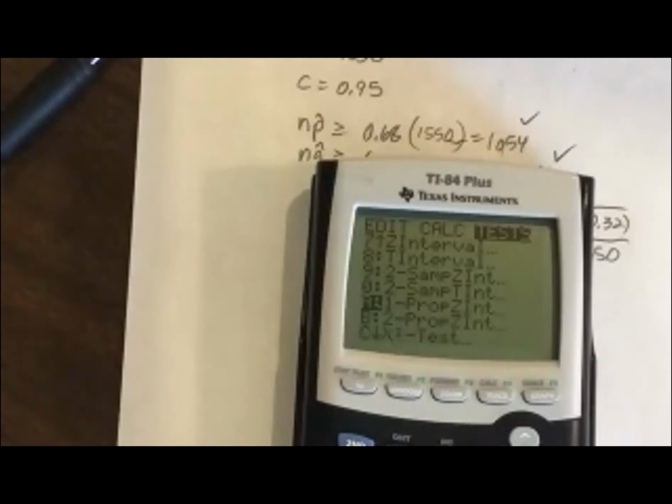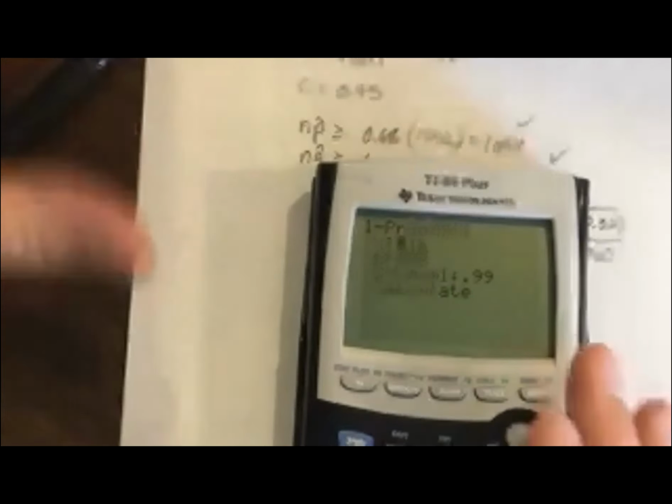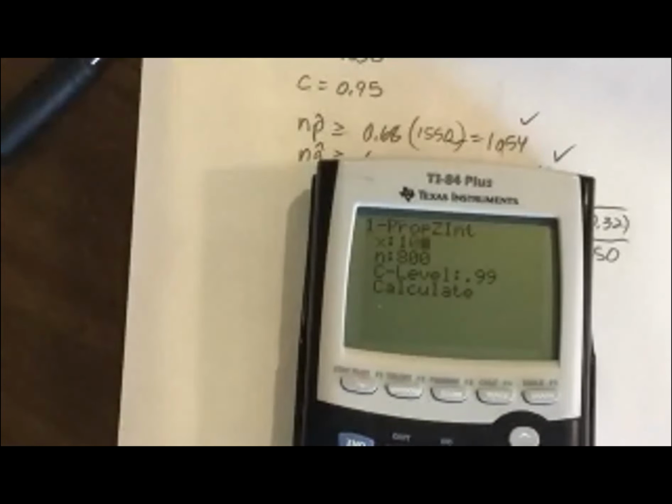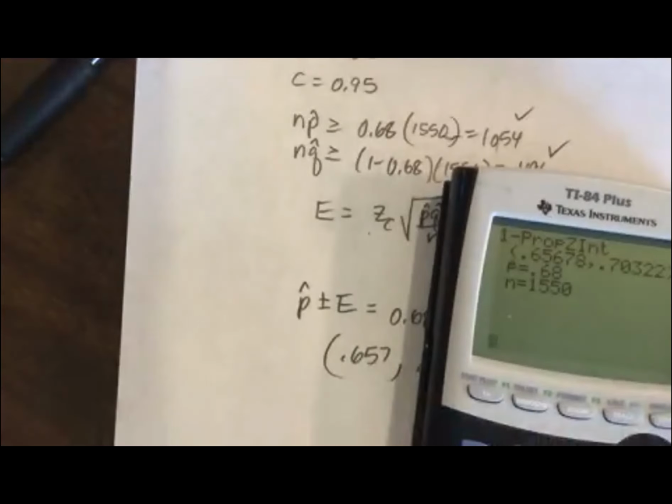So it's A on the calculator. Push enter. We're going to put in our numbers. We had 1,054 say yes. We had 1,550 in our sample, and we want to be 95% confident. If we push calculate, we get, hopefully the same, from 65.7 up to 70.3. So those are the same answers that we got. So your calculator can confirm. This is kind of nice if you're working on MyStatLab and you want to just check your answer before you put it in.